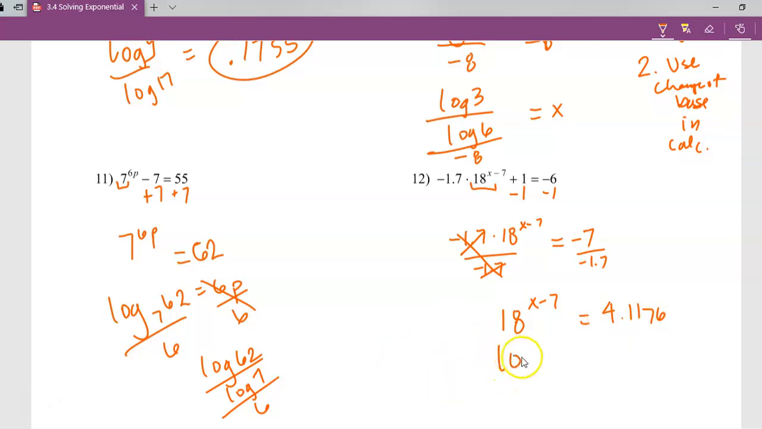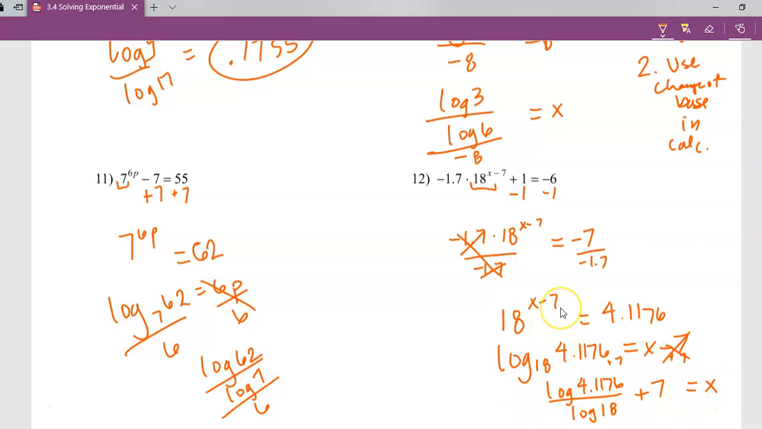So now change to log form. Log base 18 of 4.1176 equals x minus 7. And so now on this one, we're going to have log 4.1176 divided by log 18 in my calculator. Then I'm going to have to add 7 to that result, right? Because to get rid of this, I've got to add 7 to both sides.